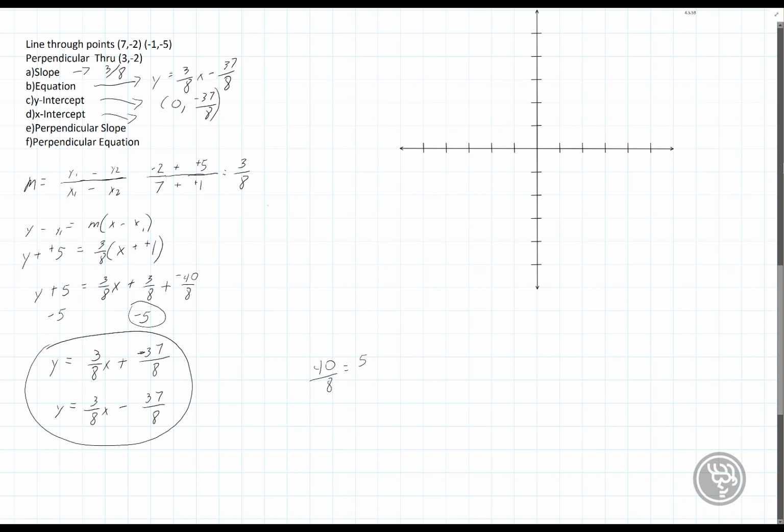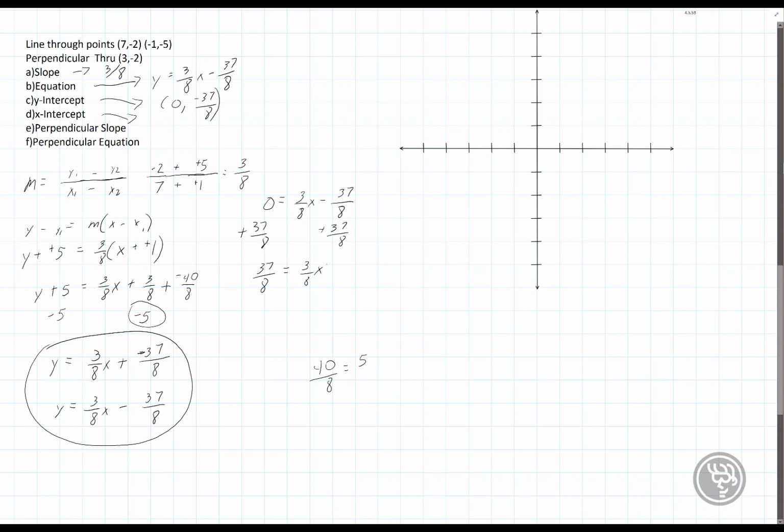At the x-intercept, we're going to say that our y is 0. So we're going to say 0 is equal to 3 over 8 x minus 37 over 8. Okay, so we have to find our x-intercept now. So let's move this over. It's not that bad because the denominators are 8 on both sides. So we're going to move this over, plus 37 over 8 plus 37 over 8. So that's going to become 37 over 8 is equal to 3 over 8 x.